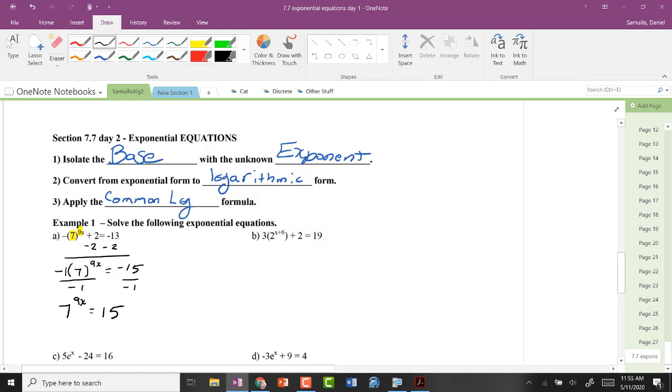Okay, so we've done it. We've isolated the base with the exponent. Now, in order to solve for that exponent, because we're trying to figure out 7 to the 9 times what power gives me 15, we're going to convert to a logarithm. So this becomes log base 7 of 15 equals the exponent. Then we use our common log formula. So log of 15 divided by the log of 7 equals 9x.